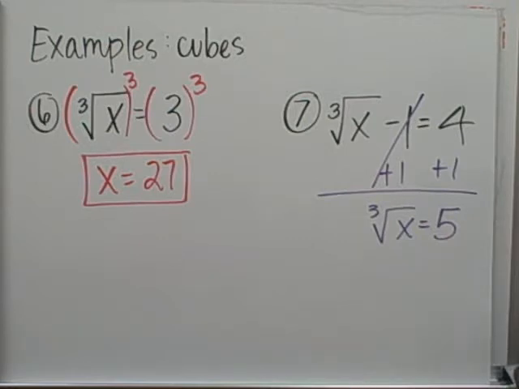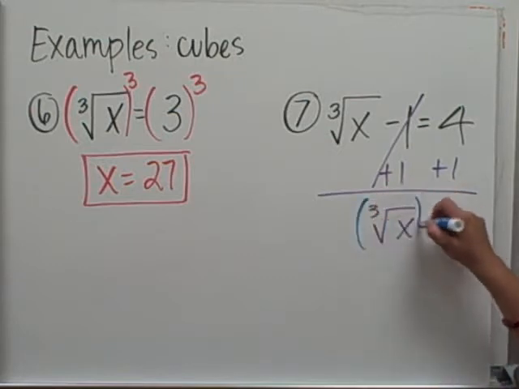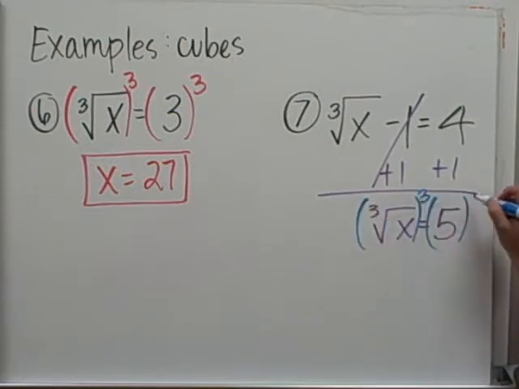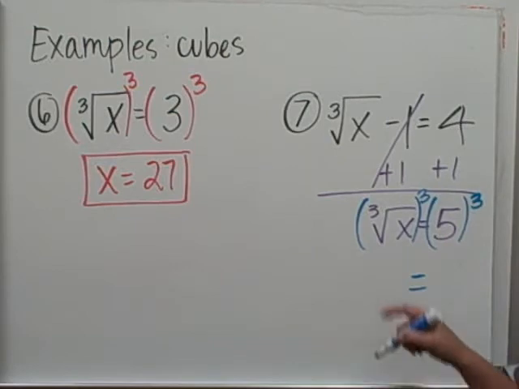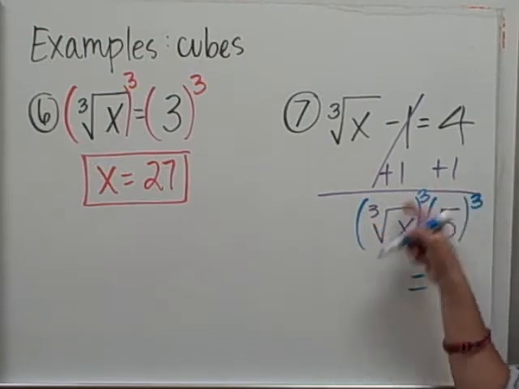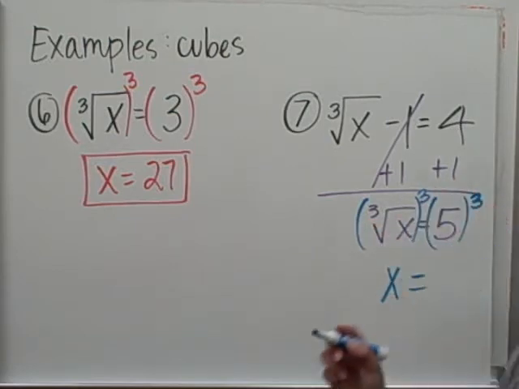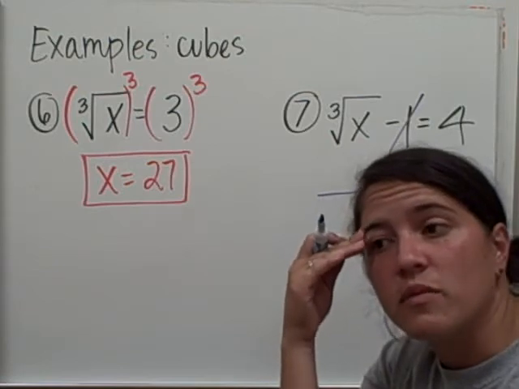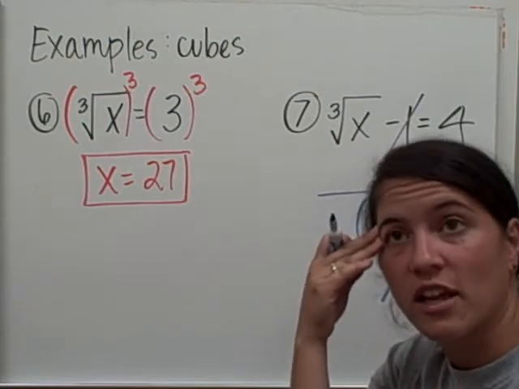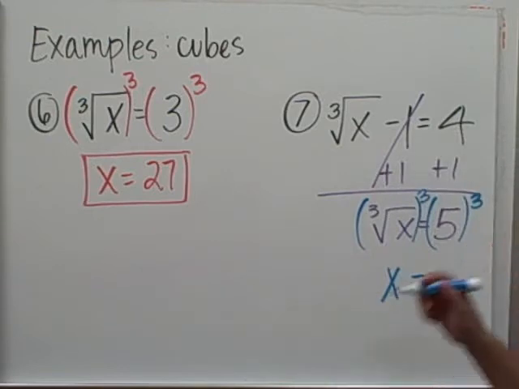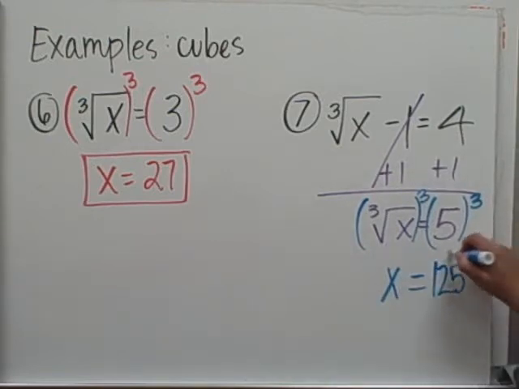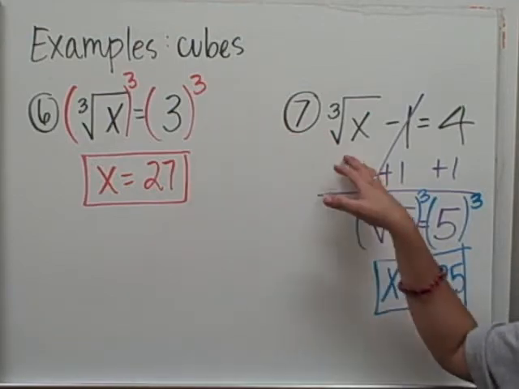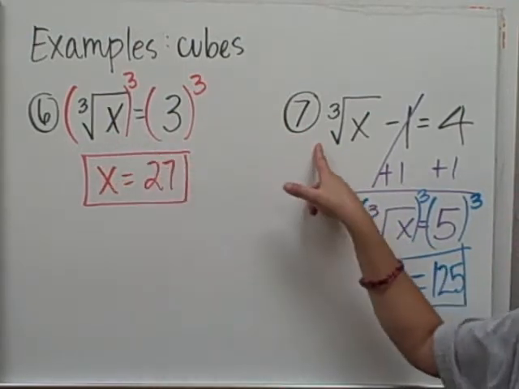But I don't want the cubed root. I want just x. So I'm going to cube both sides. The cubed root and the cube cancel, and I'm left with x. 5 cubed means 5 times 5 times 5. You have it in your chart, but just in case you've forgotten, 5 times 5 times 5 is 125. So two examples with a cubed root.